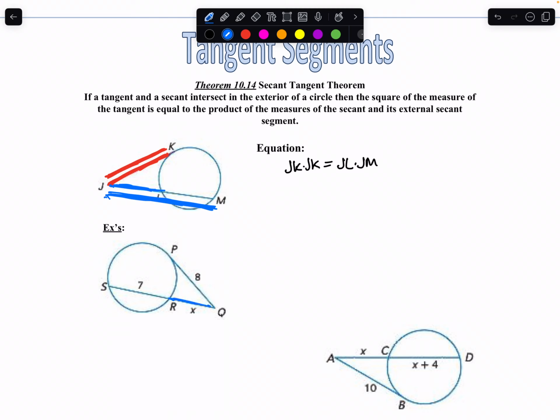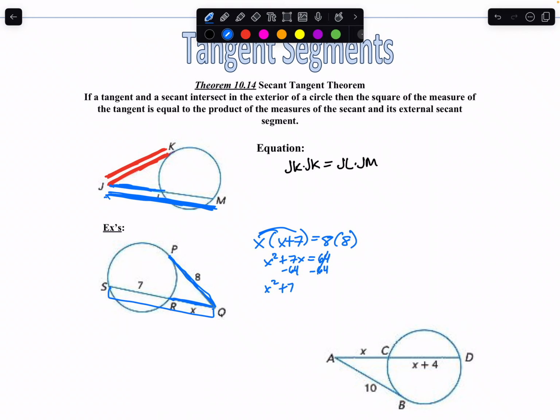The outside piece is x times the full length from here to here, which is just x plus 7. On the other side, we're going to have the outside piece, which is 8, multiplied by the full length, which is 8. Outside times the whole equals outside times the whole. And now that it's set up, we can solve. X times x becomes x squared. X times 7 is positive 7x. And then 8 times 8 is 64. This is another quadratic scenario. I'm going to move the 64 over.